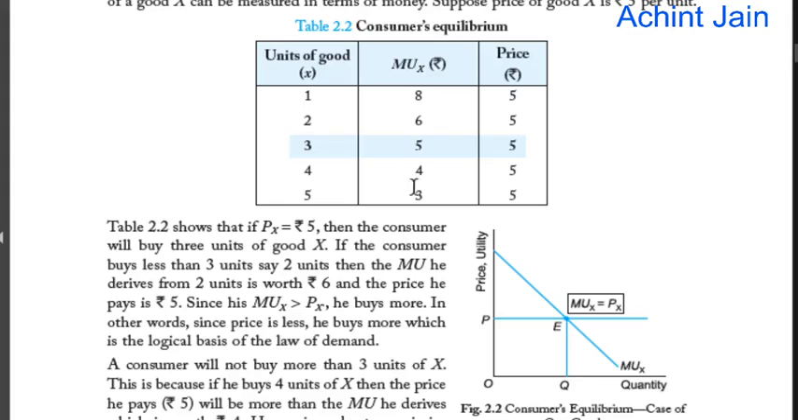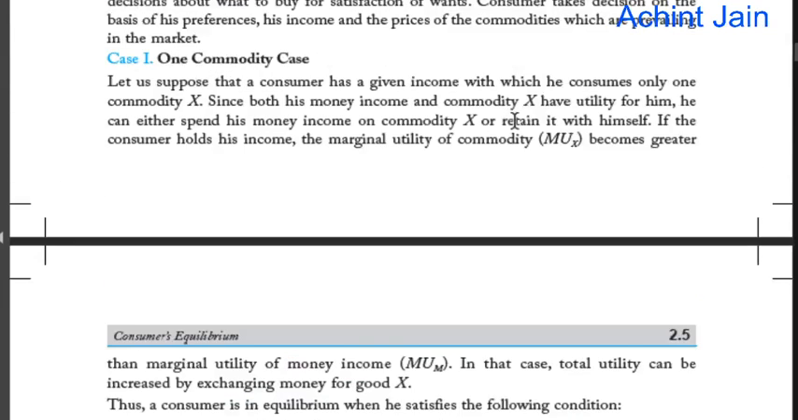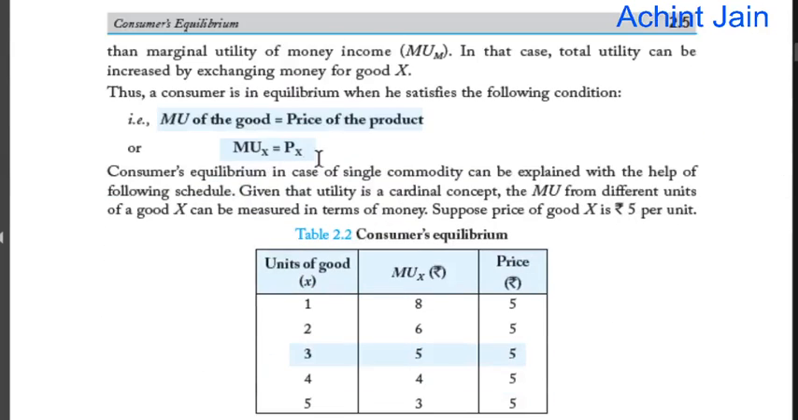The law of diminishing marginal utility should be followed. After consuming every successive unit, the additional utility of the product goes down, and the price is a constant, that is 5. Now the consumer equilibrium in the one commodity case is MUx equal to Px. At the third unit, you will see that MU is 5 and price is 5.